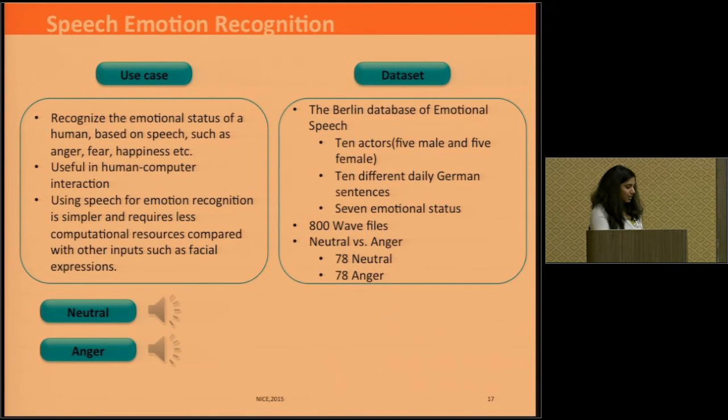And the database we used here is the Berlin database for emotional speech, and they have 10 different daily German sentences, and I do not speak or understand German.